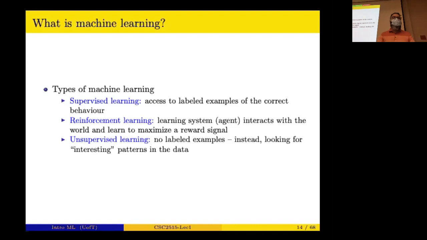The other one is reinforcement learning. A learning system, which we usually call an agent, interacts with the world and learns to maximize a reward signal. In reinforcement learning, we don't usually say you should do this action to achieve your rewards. Instead, the agent does a set of actions, and at the end it receives whether that was a good set of actions or not. Essentially, we give feedback in the form of good or bad.